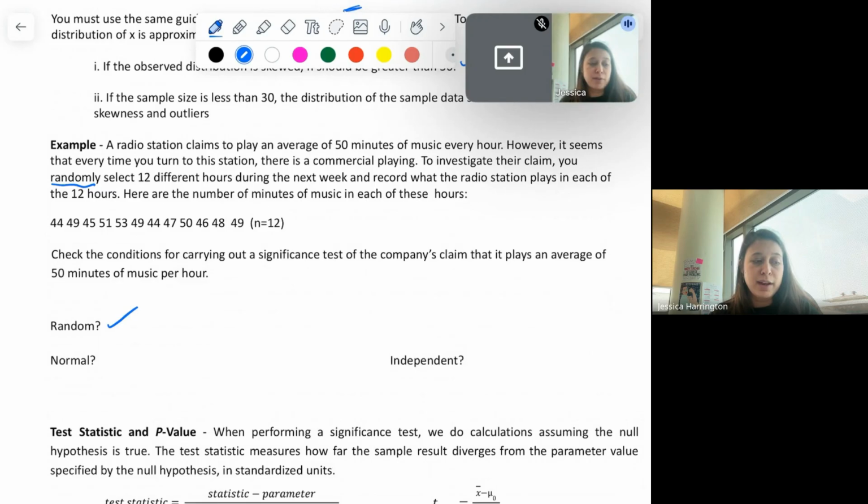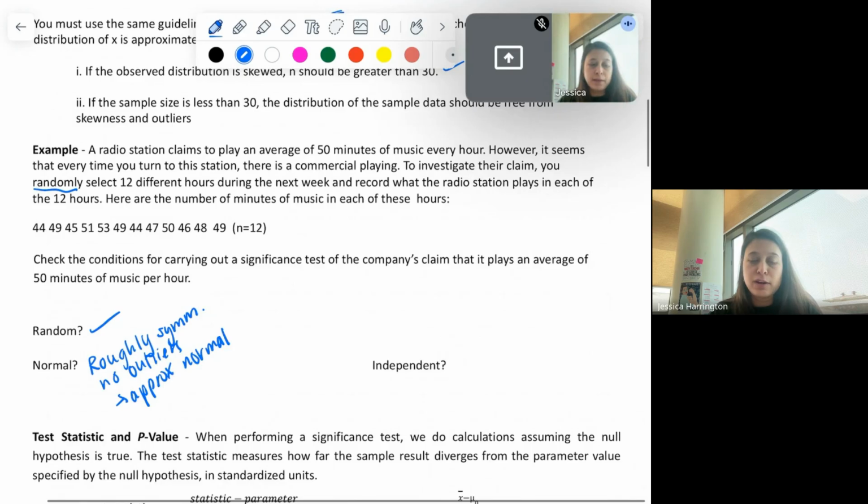I'm not going to do that, but I'm going to just tell you that once you type it all in the list, it's roughly symmetrical, no outliers. So we can say it's approximately normal. But what you should do is pause this video and put all those 12 numbers in the list, okay? Because you're going to need to do that later.